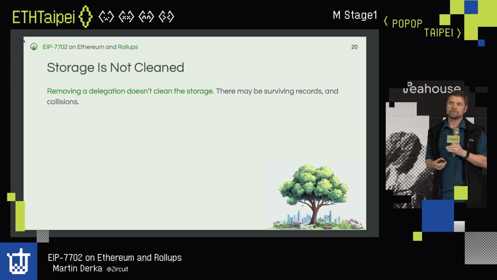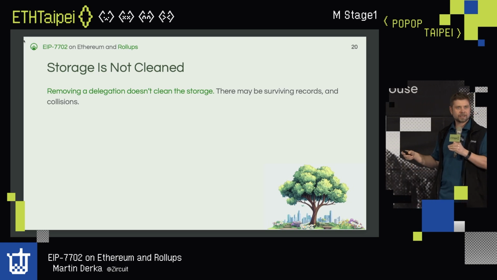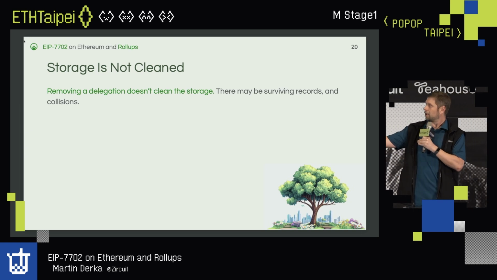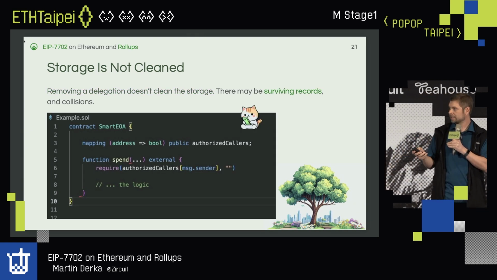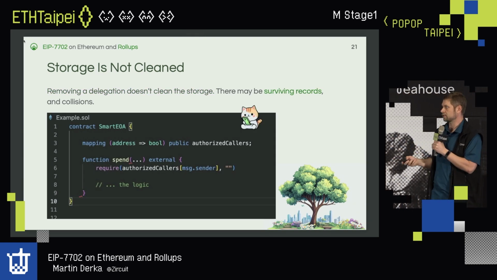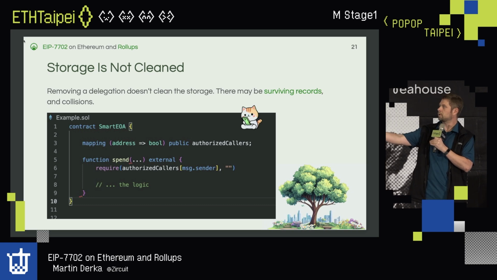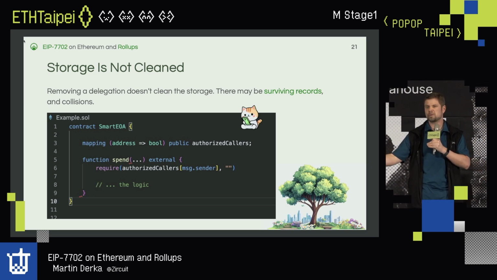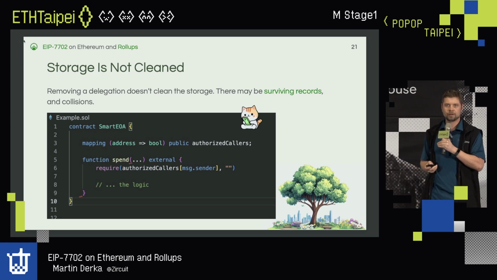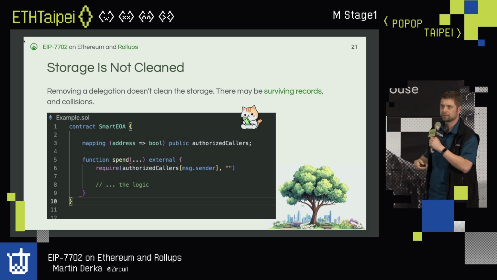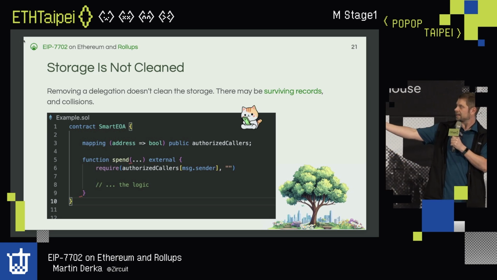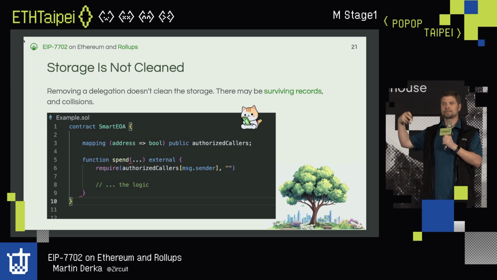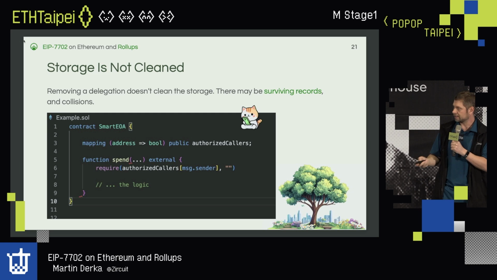So we remove delegations by overriding them with empty delegations with like 0 address. Well, when that happens, we actually do not clean the storage. So whatever you would put into these storage variables inside of your EOA, that actually will remain there, right? Nobody deleted it. So that means that we can have some surviving records if we then redelegate the account again, and the user might not expect that.